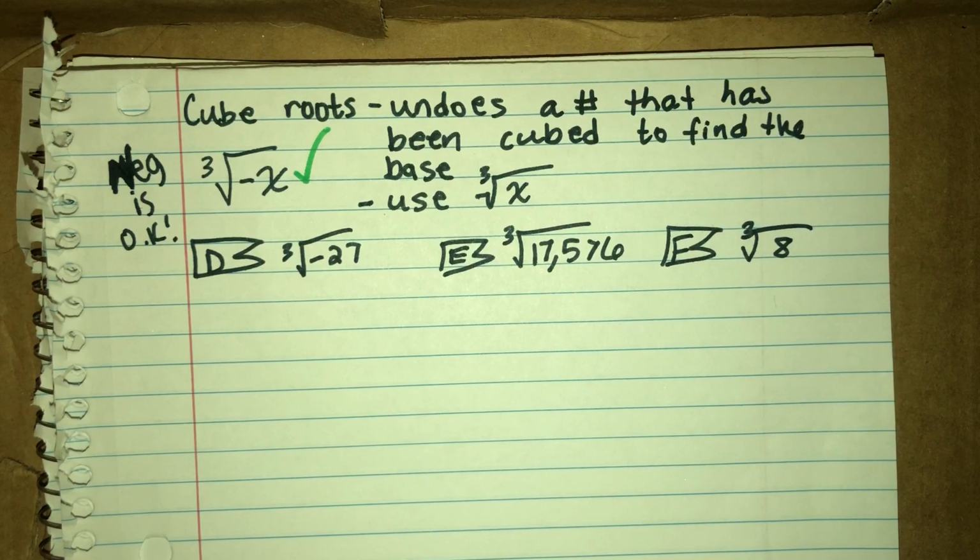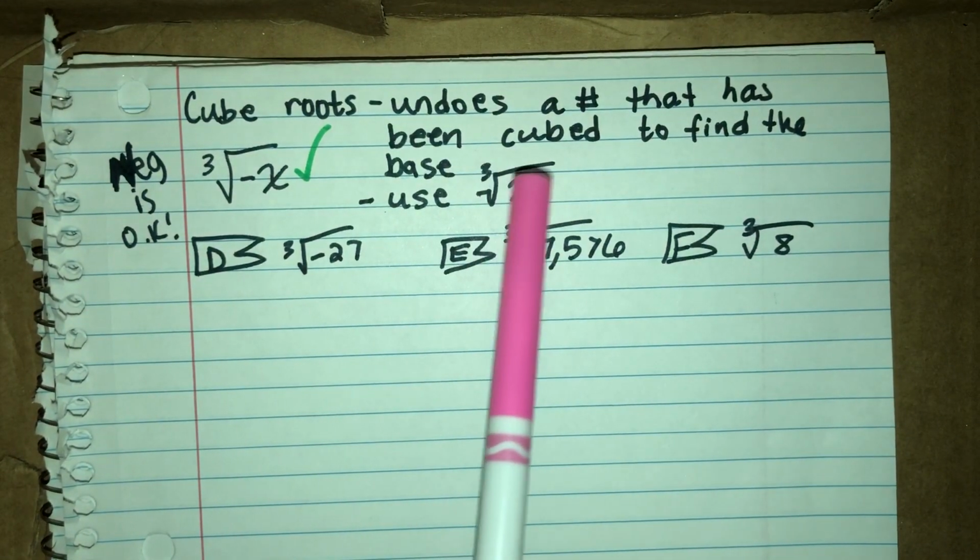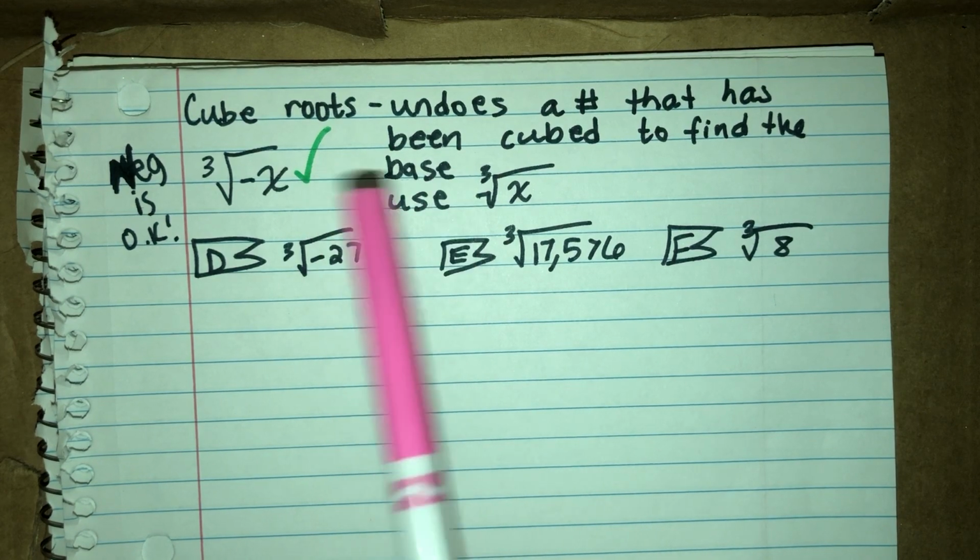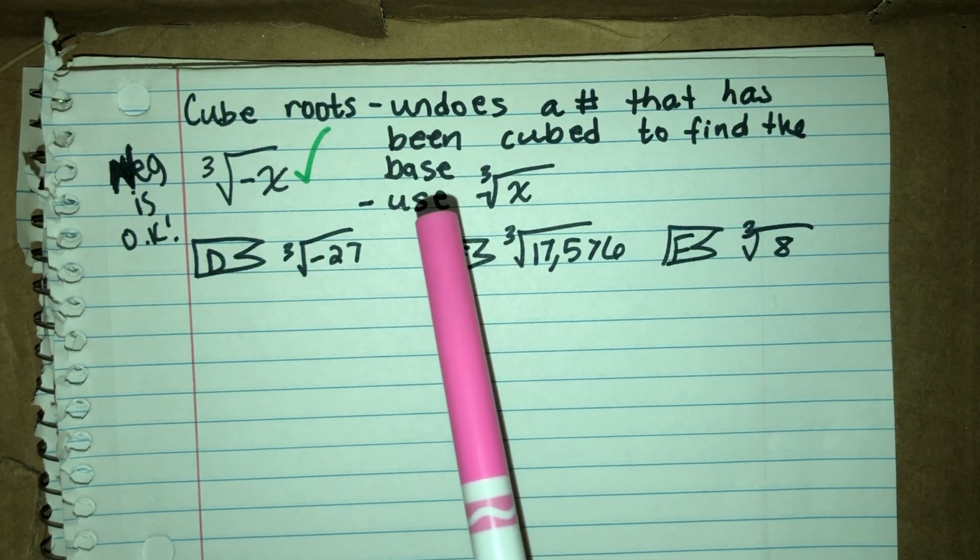Alright, I'm going to show you how to do D, E, and F. That's all about finding the cube roots. A cube root is pretty similar to finding a square root, but you're finding the base after a number has been cubed. So you're basically undoing a cube.